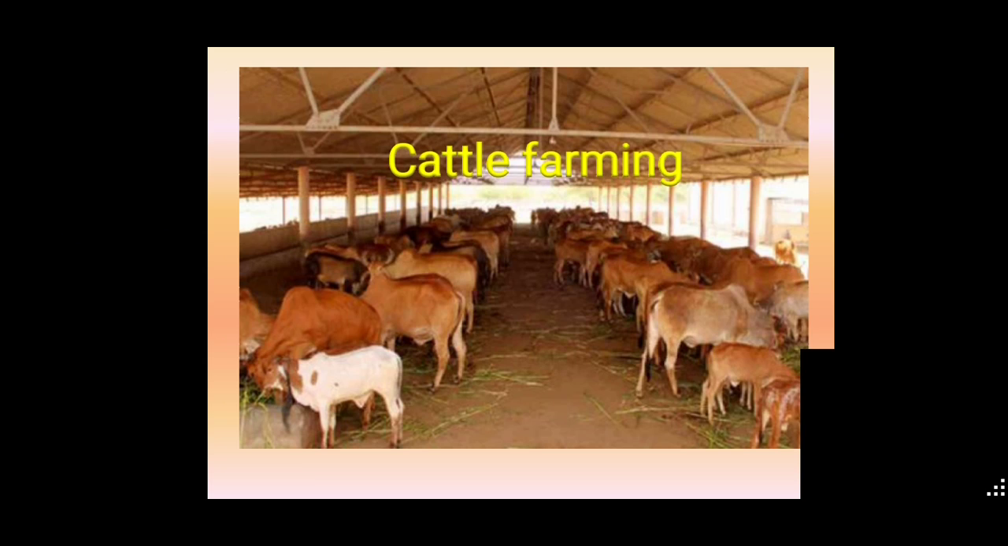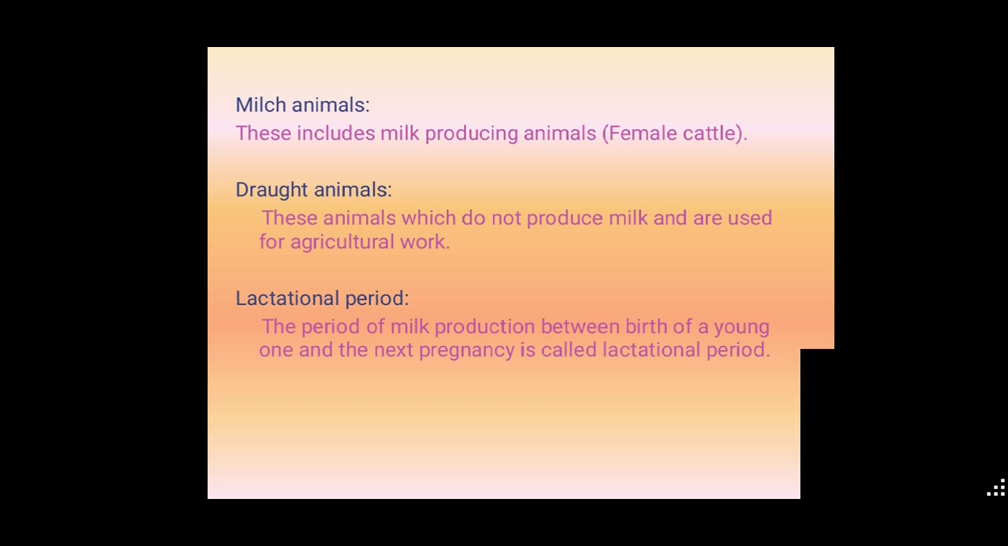Let's move on to cattle farming. Here, three kinds of terms are there: milch animals, draught animals, and lactational period. What do you mean by milch animals? These include milk producing animals. Under milch animals, only milk producing animals are there, that is, only female cattle giving milk.